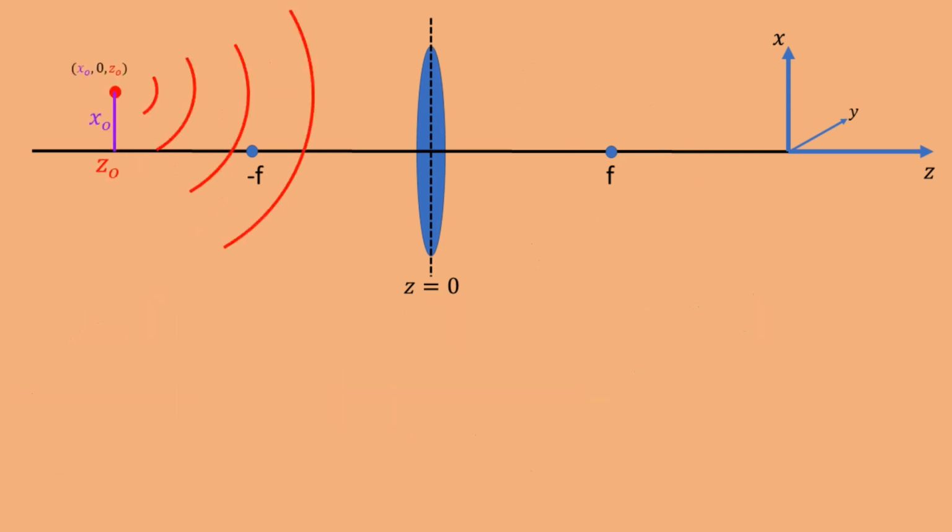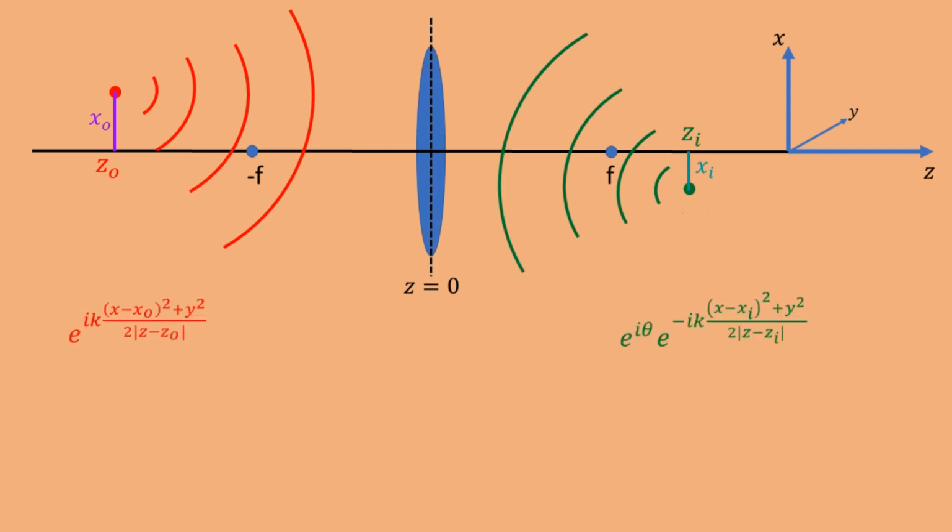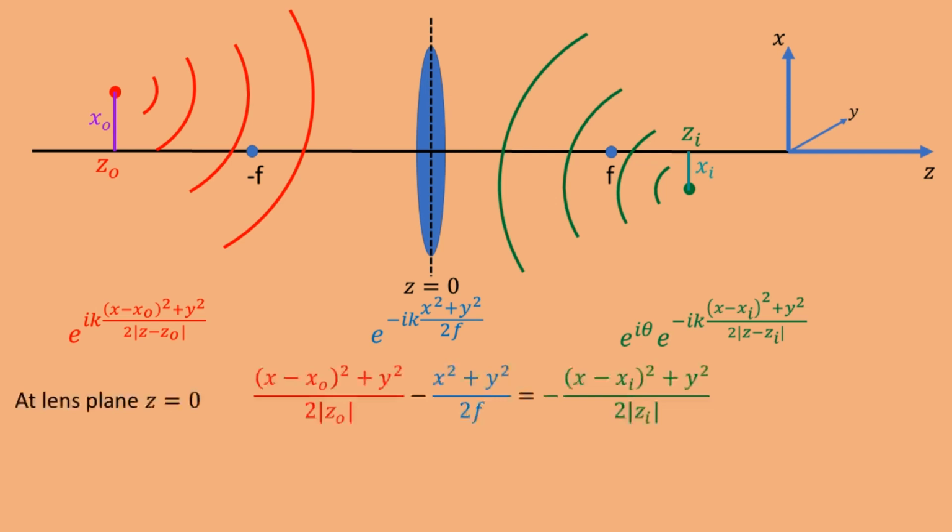Now let's see whether we can find the magnification of this imaging system. Again, we consider a point source, but this time it's an off-axis point source located at (x_o,0,z_o) that gets imaged at the point (x_i,0,z_i). Again, we can write the spherical waves at both sides of the lens in the Fresnel approximation, and we know that at the lens plane z = 0, the input field gets multiplied by a quadratic phase factor, so we can write down the equations for z = 0.